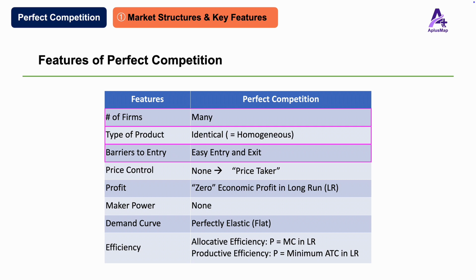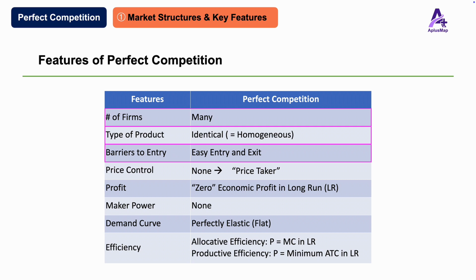Exactly. That easy entry means if there are economic profits to be made, new firms are going to jump in fast. And that quick entry, it dilutes those profits, pushes prices down, which ultimately is great for consumers. And the flip side, easy exit, means if firms are losing money, they can just pack up and leave without huge costs. It keeps the market super dynamic.